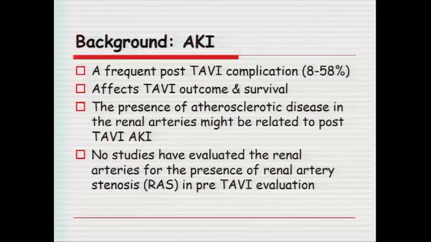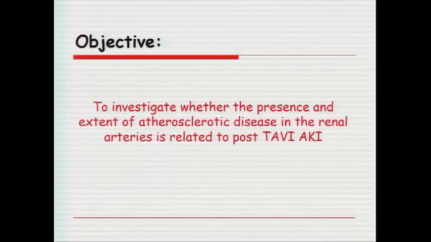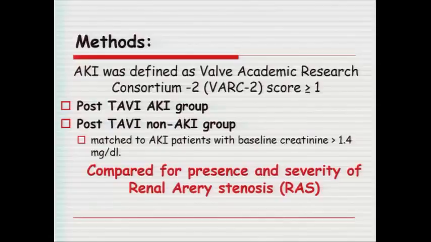AKI affects TAVI outcome and survival, and the presence of atherosclerotic disease in the renal arteries might be related to post-TAVI AKI. And no studies have evaluated the renal arteries for the presence of renal artery stenosis in the pre-TAVI evaluation. So our objective was to investigate whether the presence and extent of atherosclerotic disease in the renal arteries is related to post-TAVI AKI. And as I mentioned earlier, AKI was defined according to VARC2 with a score greater than 1.